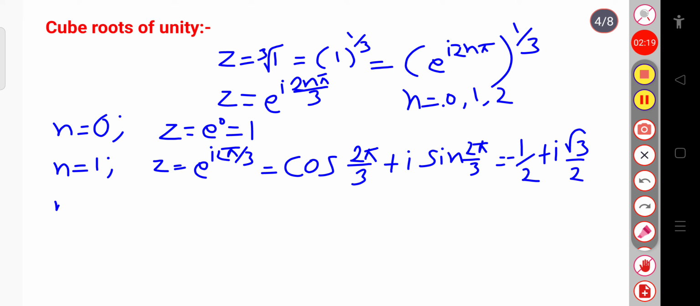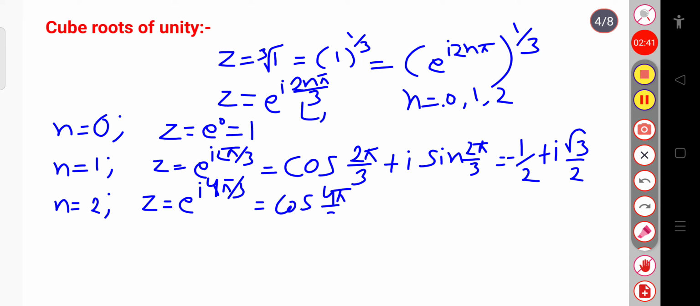Similarly for n equal to 2, the complex number z will be exponential iota 4 pi by 3. So this will be equal to cosine 4 pi by 3 plus iota sine 4 pi by 3. Cos 4 pi by 3 is minus half and sine 4 pi by 3 is minus root 3 by 2. So this will be minus half minus iota root 3 by 2.